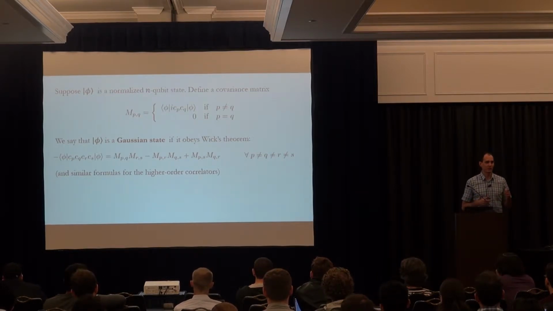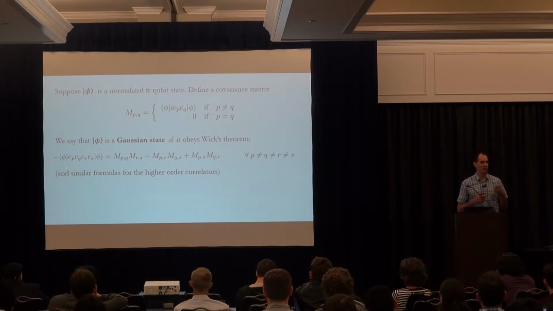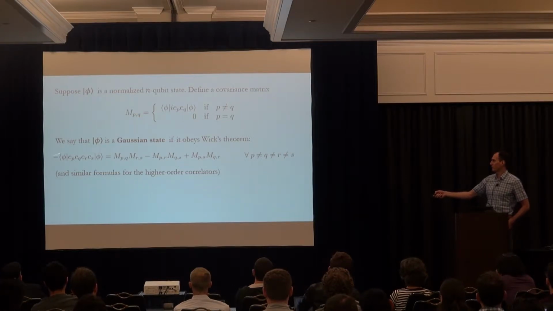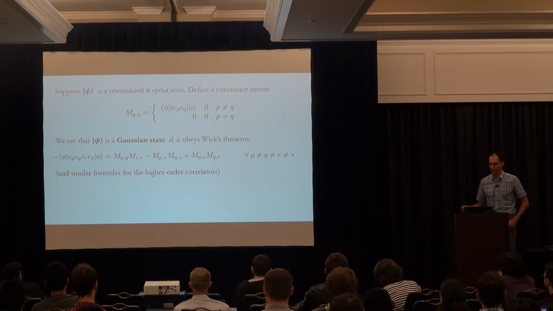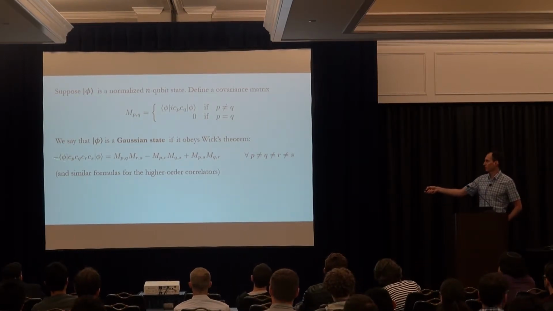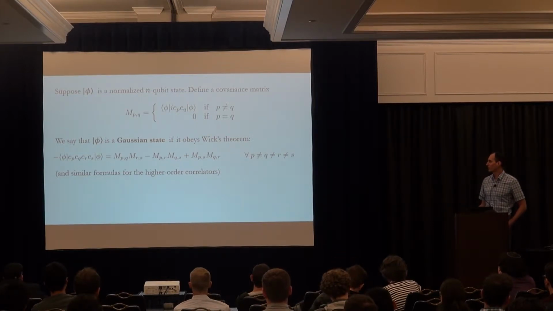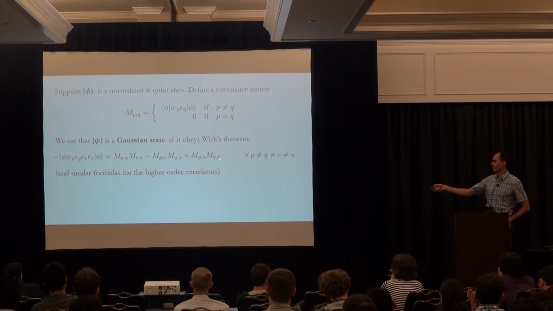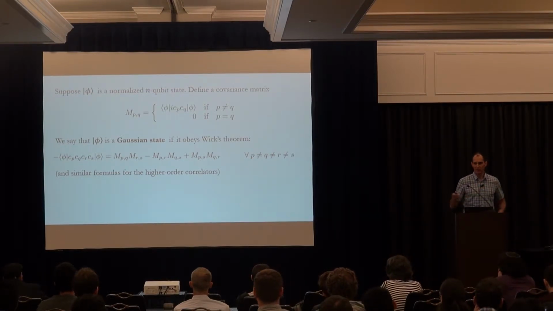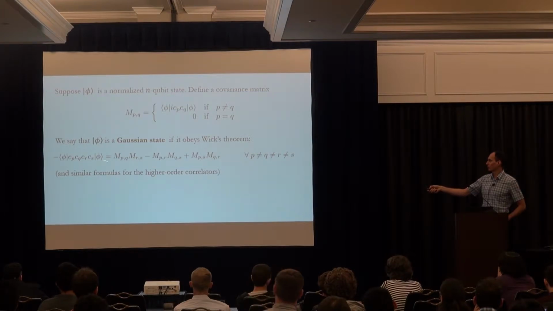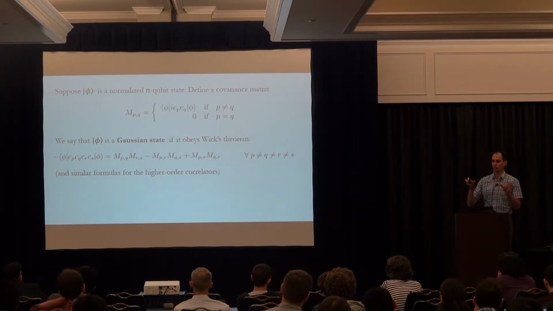And we say that an n-qubit state is Gaussian if it obeys fermionic Wick's theorem. So what it means is that we can compute these Majorana correlators using this formula. Say, in the case of fourth order correlators, we consider all possible ways to group these Majorana modes into pairs, and then we take the product of two-mode correlators over all these pairs.